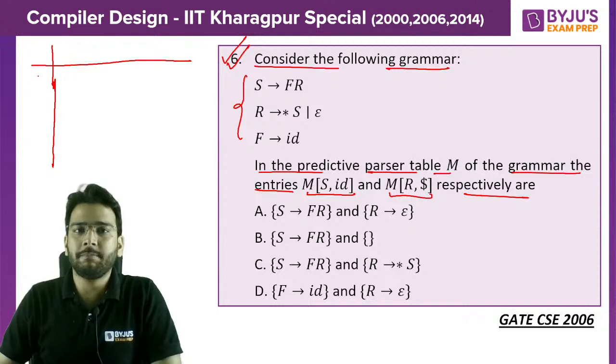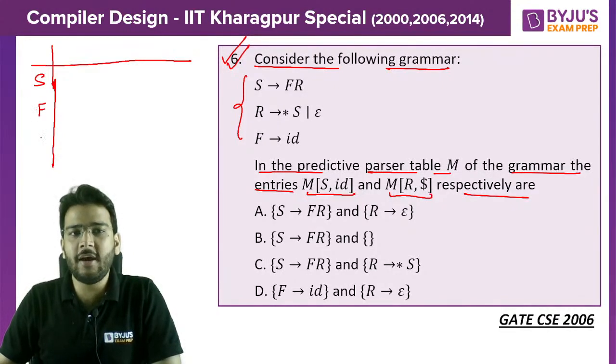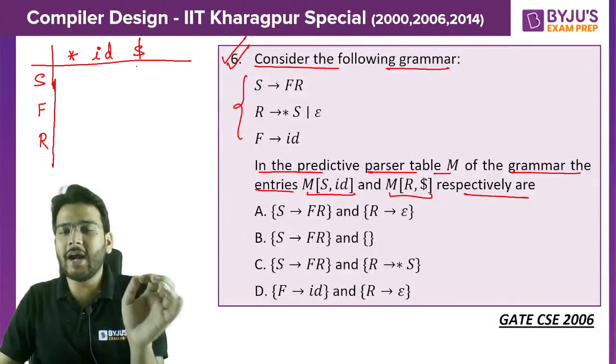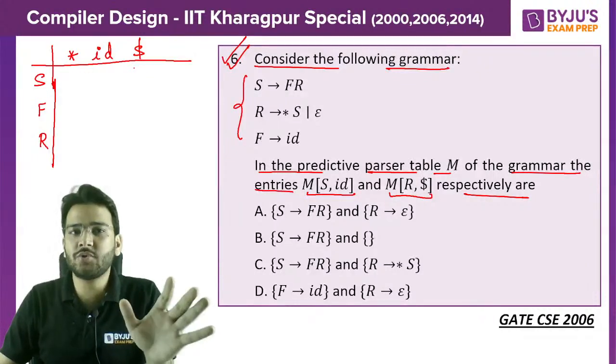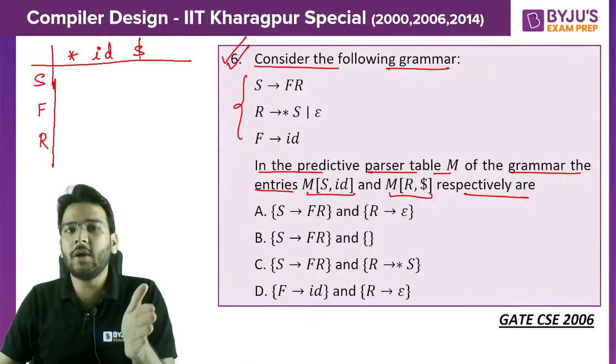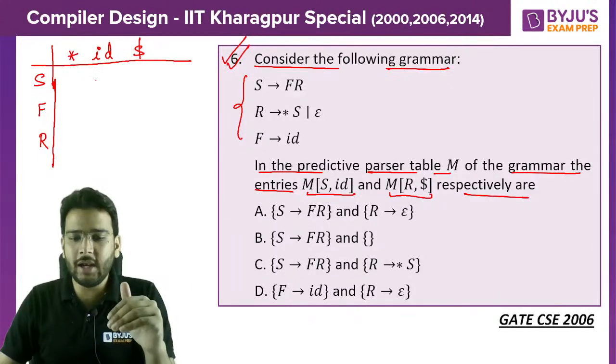Here in the rows, what to write? The non-terminals: S, F, R. These are the non-terminals you have. What about the terminals? You have star, ID, and dollar. Dollar is a special symbol that indicates the end of the string, the end of the input. But we are going to write it here. So this is your LL1 table.